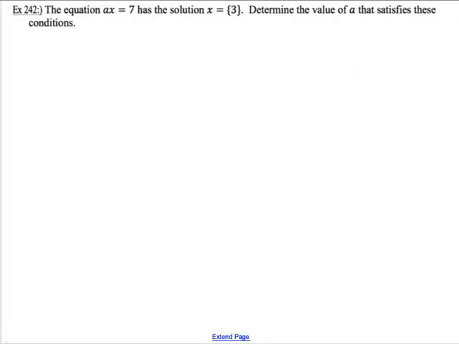Okay, next. The equation ax equals 7 has the solution x equals 3. Determine the value of a that satisfies these conditions. All right, on this one, this is one of the more cognitively complex problems, but actually it's not a difficult one. It's one of the easier ones. You need to understand that the solution can be plugged into the problem to make it true. So in place of x, I'm going to plug in 3. So a times 3 equals 7. Well, I'm going to rewrite that as just 3a equals 7.